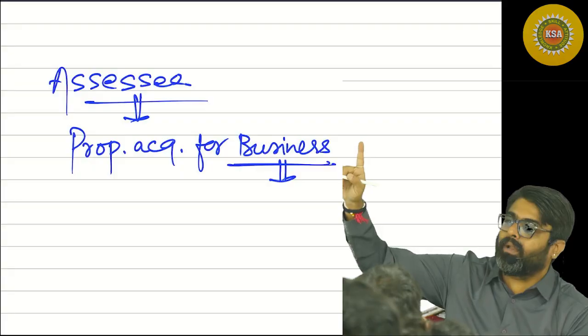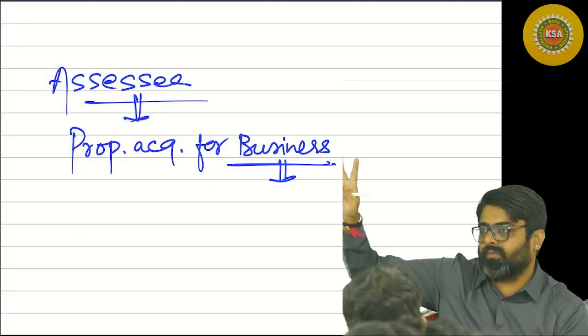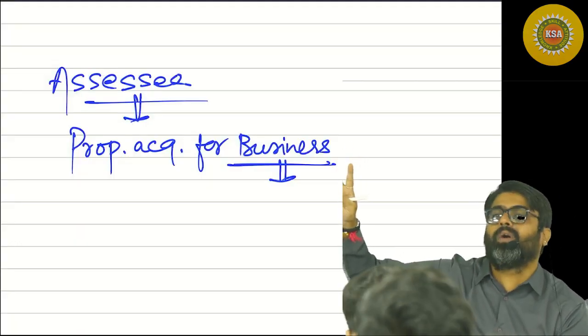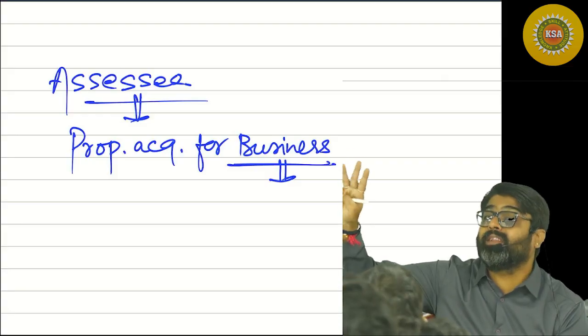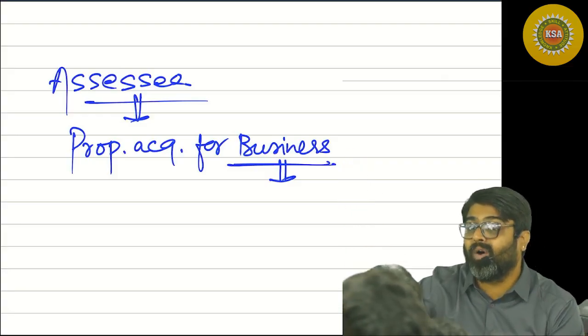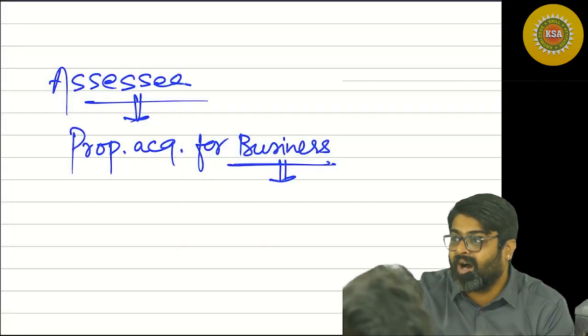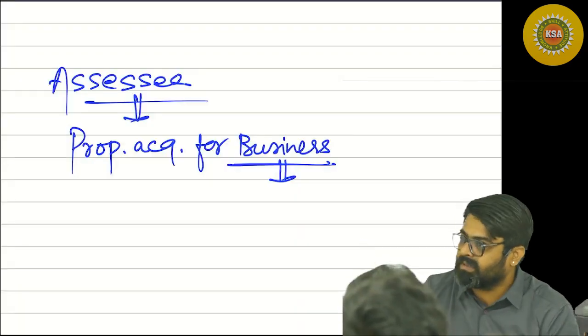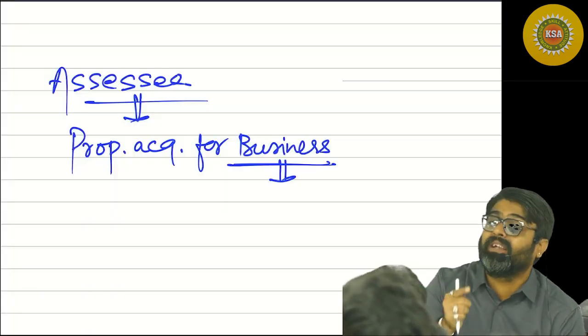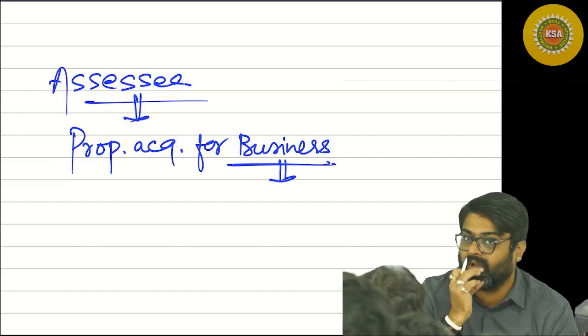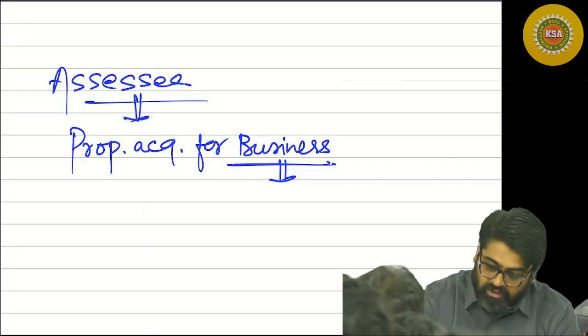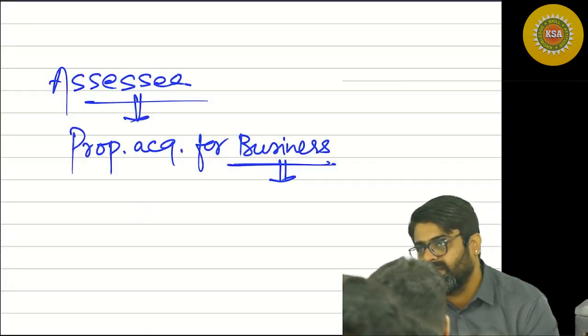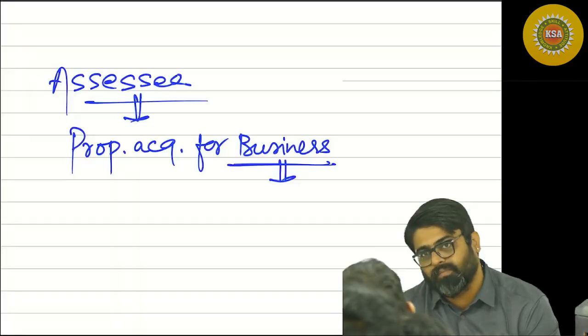Do I have a property? Yes. Am I the owner of that property? Yes. And I am using that property for my own business, so will this property be classified under the head house property or not? This property will not come under the head house property. Yes or no? Sure?